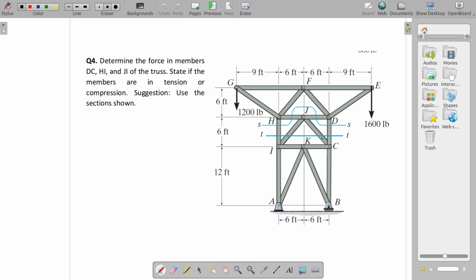So in section TT, we have 4 unknowns and 3 equations. In section SS, we have 1, 2, 3, 4 unknowns and 3 equations. But out of these unknowns, some are common. So the number of unknowns will count.